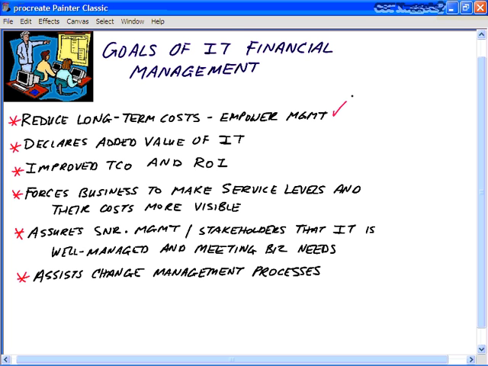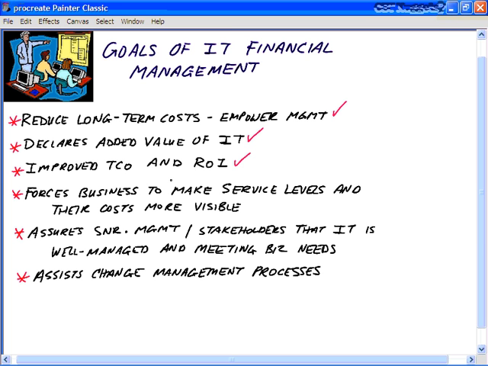IT financial management is going to declare to the stakeholders the added value of information technology and the information infrastructure. Sometimes it's hard to justify to the stakeholders or to upper management why you need to have that wireless implementation, why you need to have voice over IP, why do we need to go out and buy those new Cisco ASA 5500 devices that combine VPN services and firewalls and intrusion prevention systems. So this helps declare the added value of our expenditures. It's going to improve the total cost of ownership and the return on investment of this hardware and software.